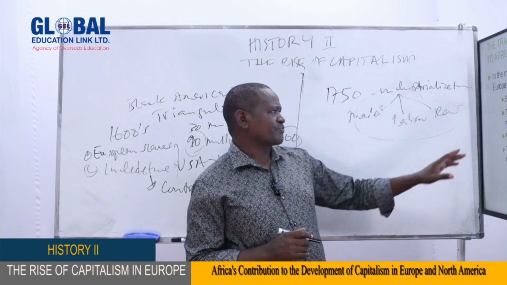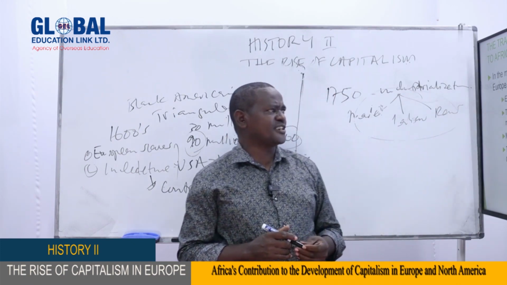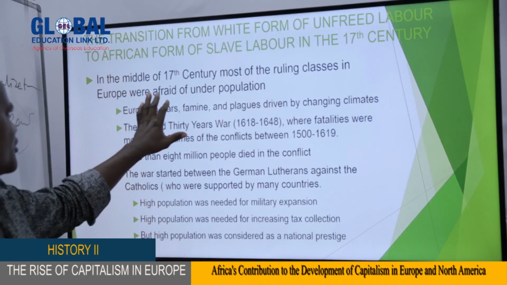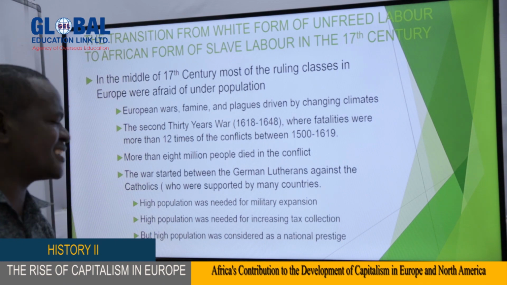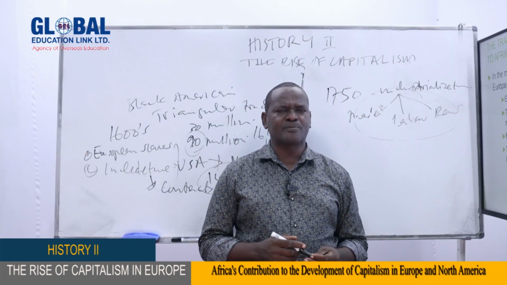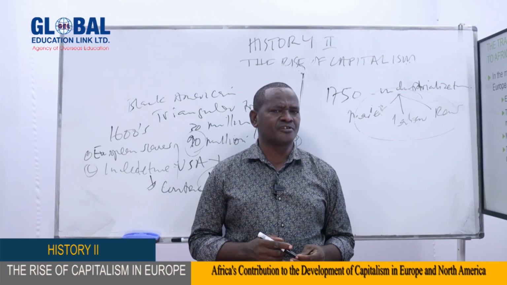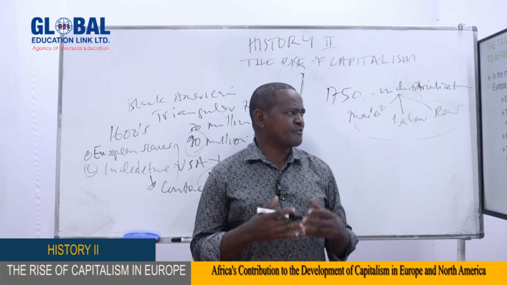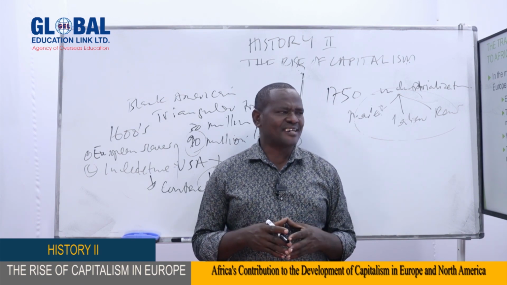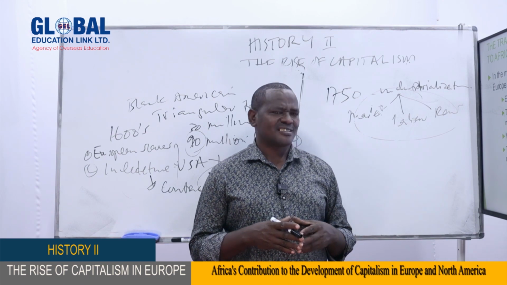Another reason is that in the middle of the 17th century, most of the ruling class in Europe were afraid of underpopulation. Population was decreasing in Europe because of wars, famine, plague, and some other diseases. In fact, there were a lot of wars.